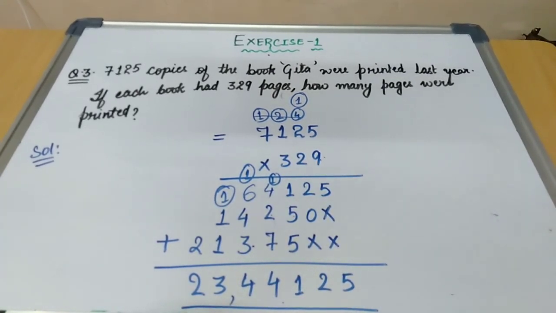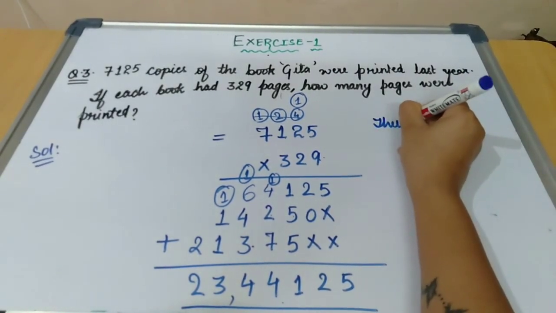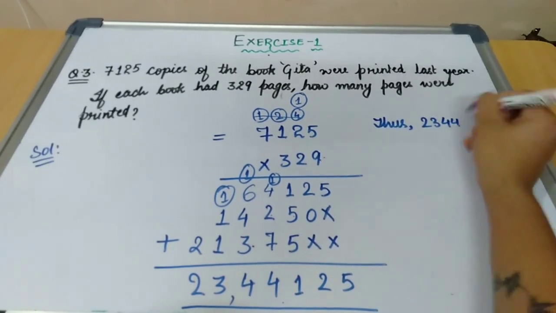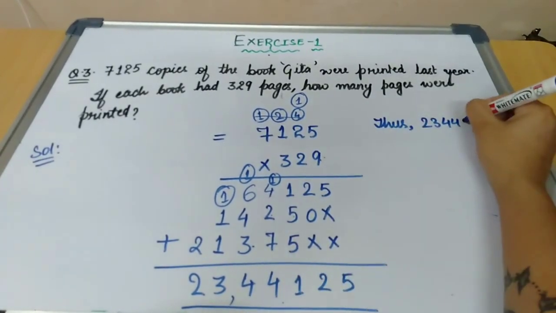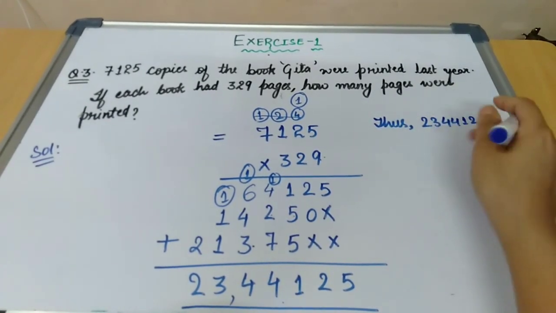23,44,125 pages were printed last year. So you will write like this. Thus, 23 lakh 44, just write under it, don't write it like this over here. I don't have space, that's why I am writing it over here.